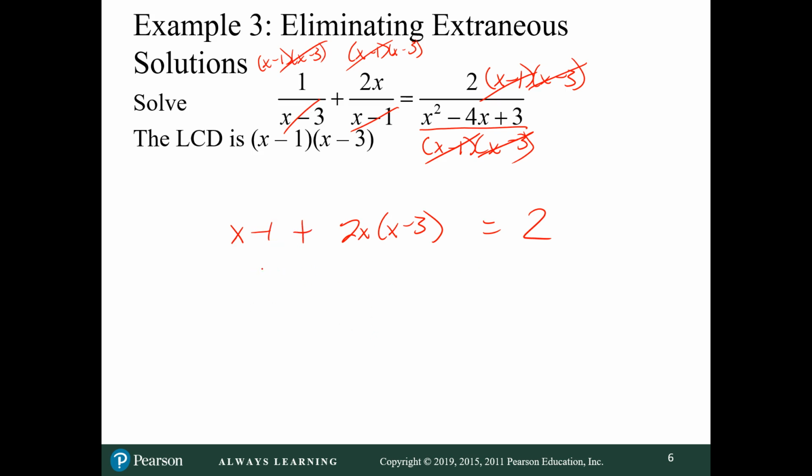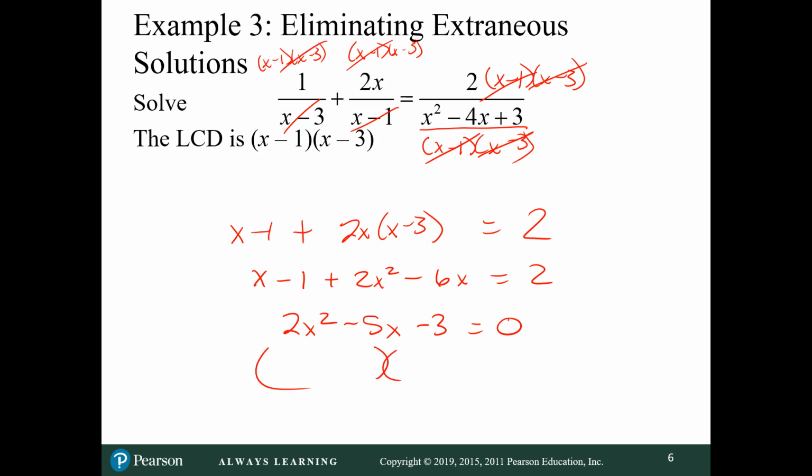So just do the math. X minus 1 plus 2x squared minus 6x equals 2. So 2x squared minus 5x. If we move the 2 over, we get minus 3 equals 0. Now we got to factor that. 2x and x. What are the factors? Well, it's 1 and 3.